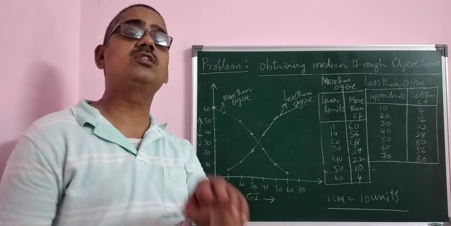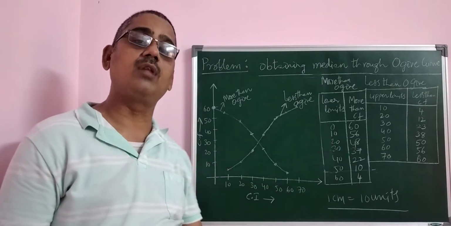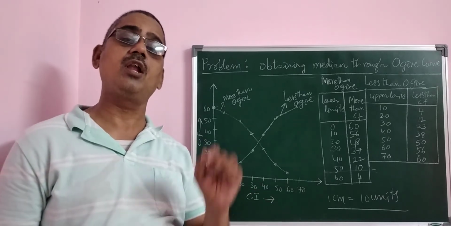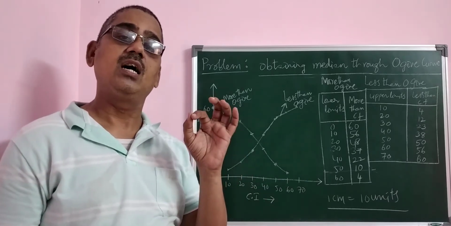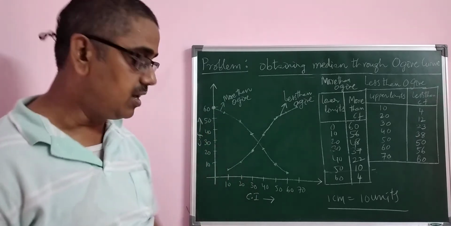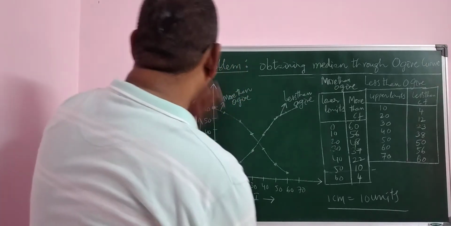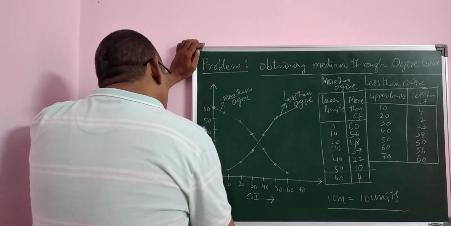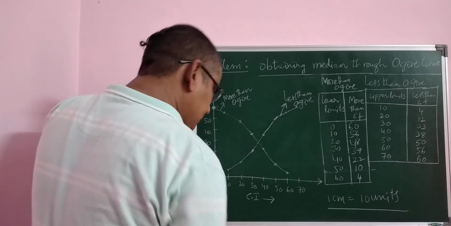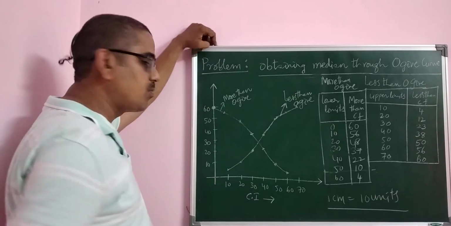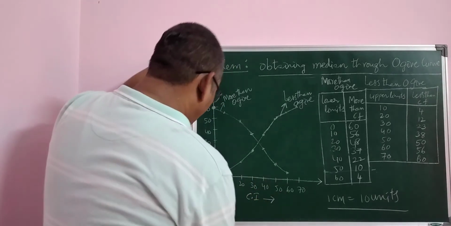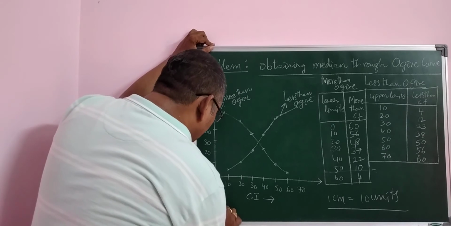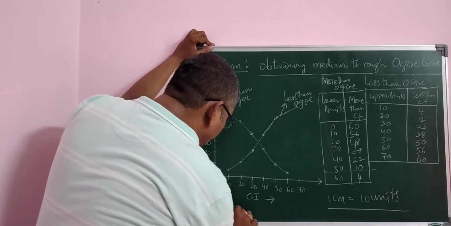Now if the problem is to obtain the median through the ogive curve, then you have to continue and go on to get the median value. So now I am calculating the median, for which you have to consider the n by 2 value. Because n by 2 may not appear, I have arranged the values. What is n by 2? N by 2 is equal to 60 by 2, which is 30.